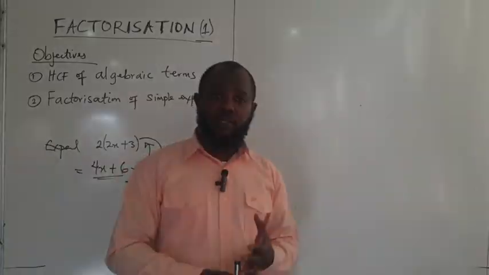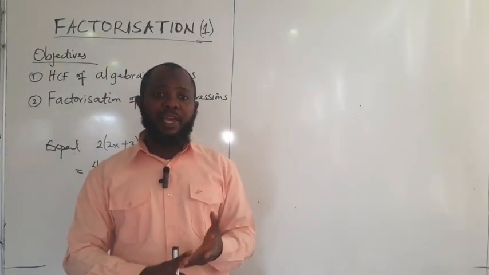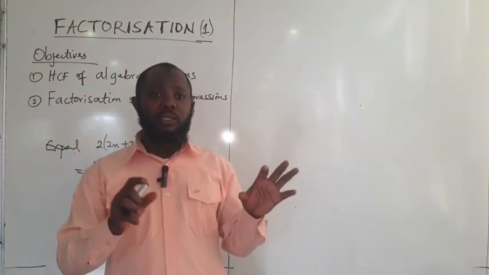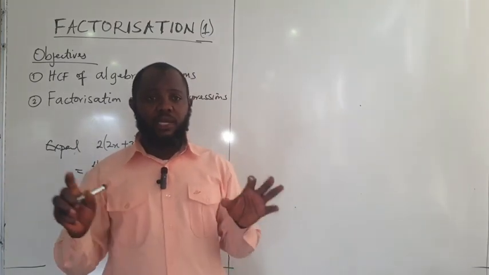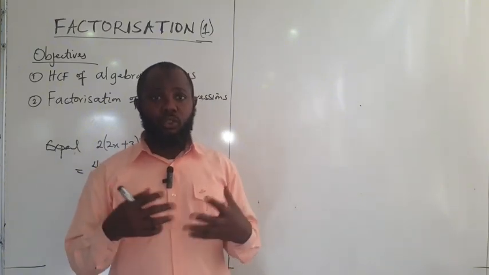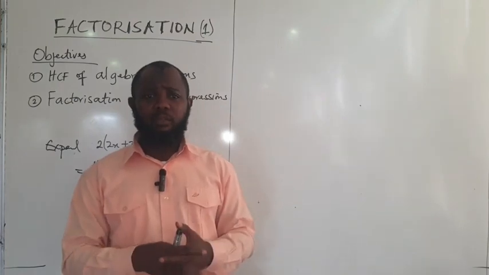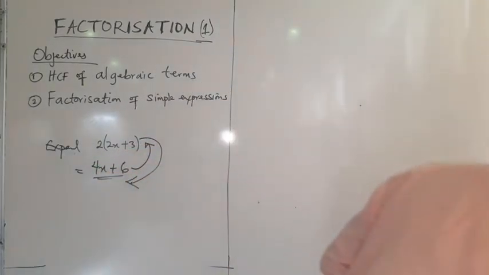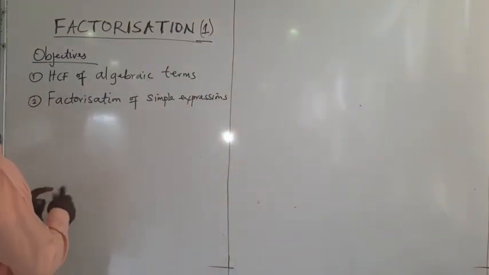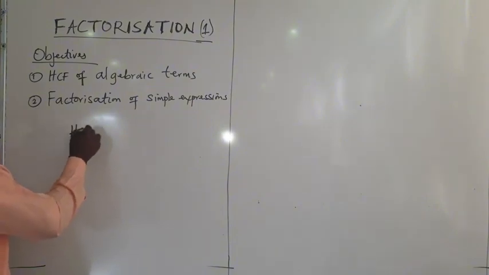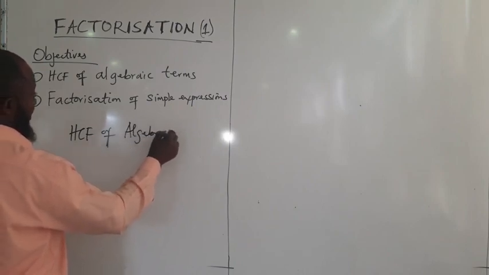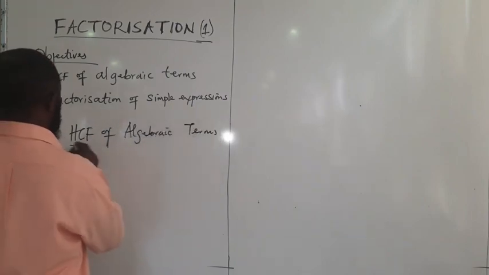Now, before we can factorize, you must know how to find the highest common factors of algebraic terms. That is, you need to look at the factors that are common to terms. The factors that are common to terms, we should be able to bring out as the highest common factor. So that's what we're going to learn first. So we need to understand what the highest common factor is. The way we find the HCF of ordinary numbers is the same thing we're going to do here. So HCF of algebraic terms.